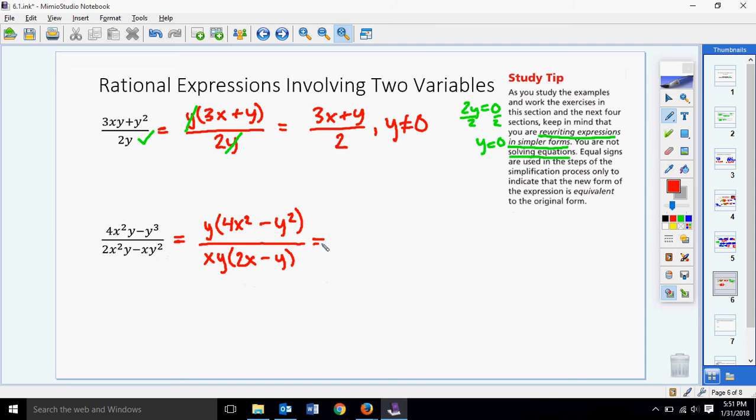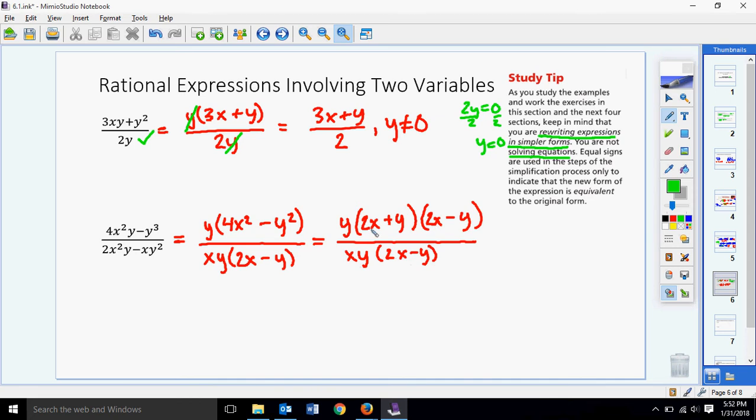Now, in the numerator, it's not fully factored yet because I notice in my parentheses that this is the difference of two squares. So I have a y out in front, and the difference of two squares, remember, gets factored into two sets of parentheses. One's positive and one's negative. The first item being squared is 2x. The second item being squared is a y. And the denominator can't be simplified anymore.